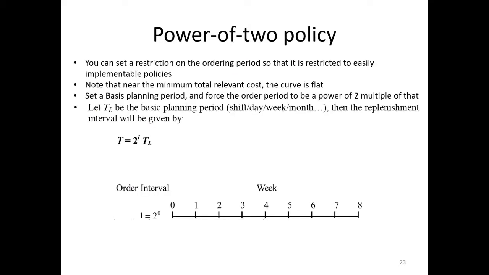The second topic that we will talk about here, which is related to managing the inventory of multiple items, is the power of two policy. The idea here of the power of two policy is very simple. We know that when we have multiple items inventory, we might have different ordering cycles for each item.